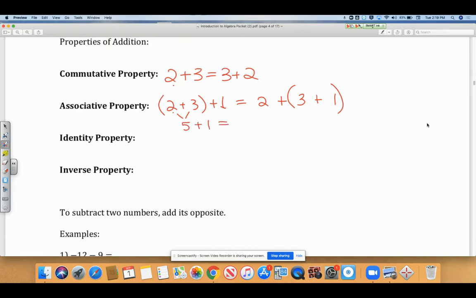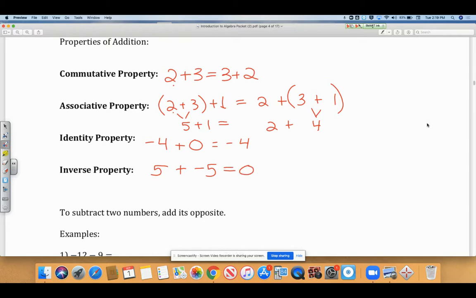That's the same thing as if on the right-hand side, doing 3 plus 1 first and getting 4, and then adding 2 to that, you're going to still get 6. It's a different process, but you still get the same answer. The identity property is taking any number, like -4, adding 0, and you still get the same answer again. The inverse property is you take any number, and you're going to be adding the opposite of that number, which is a 5, so that your sum is equal to 0.